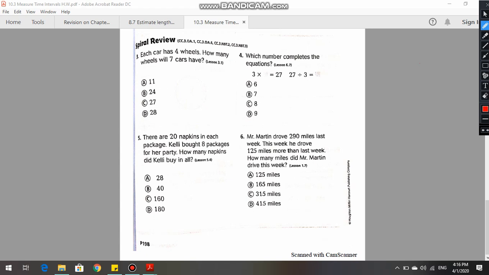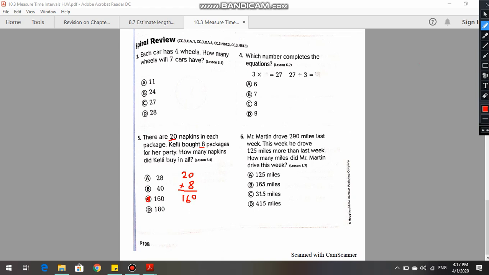Number 5, there are 20 napkins in each package. Kelly brought 8 packages for her party. How many napkins did Kelly buy in all? So I'm gonna say 20 times 8. The multiply sign is a monster, it scares the zeros away, so I'm gonna put the 0 first. Now 8 times 2 equals 16, so my answer is 160.